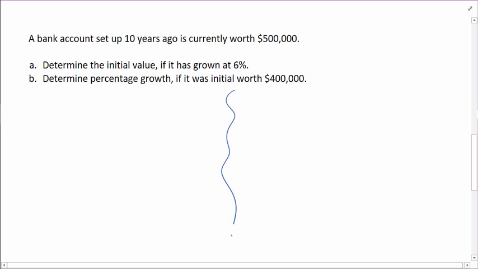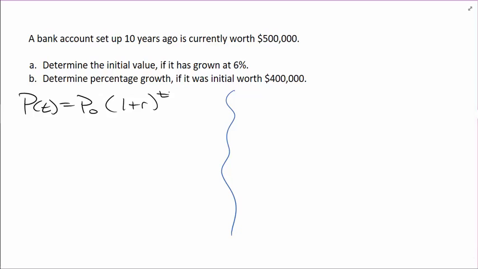Question 1. There's a bank account set up 10 years ago, currently worth $500,000. Determine the initial value if it is grown at 6%. So let's write out our formula. P of t equals P sub 0, 1 plus r to the t. P of t, that's what the account is worth now. So my account is worth $500,000.